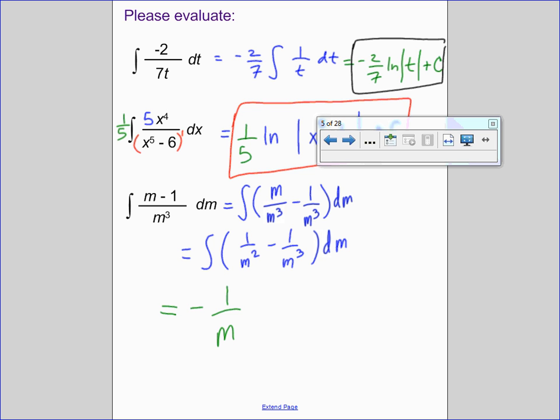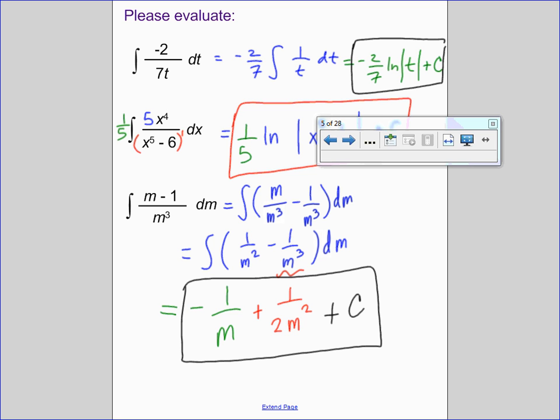The current exponent on the second term is m to the negative third. So add 1 to the exponent: m to the negative 2, divided by the new exponent, negative 2. A negative times a negative is a positive. I'm getting plus 1 over 2m squared. And please don't neglect to include a plus c.